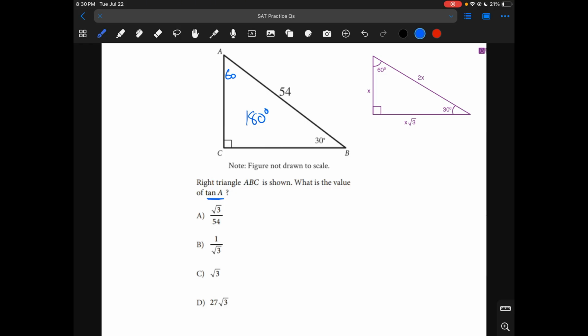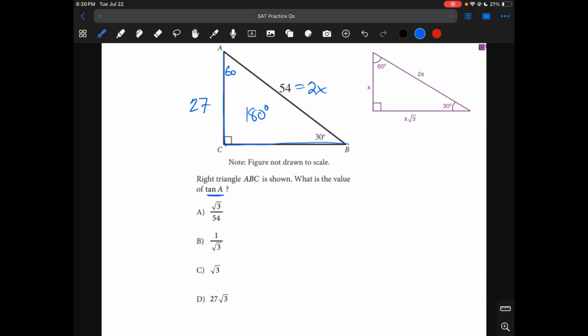I know that 54 is 2x, which means that the side of AC, the adjacent, is just 54 divided by 2, which is 27. And I know that side CB is just x root 3, which is 27 root 3. And if you look at your answer choices, that is one of them. So if you get too ahead of yourself and say, oh, I finally found what is CB, and you get too carried away, you move on, write that as your answer, and you get it wrong.